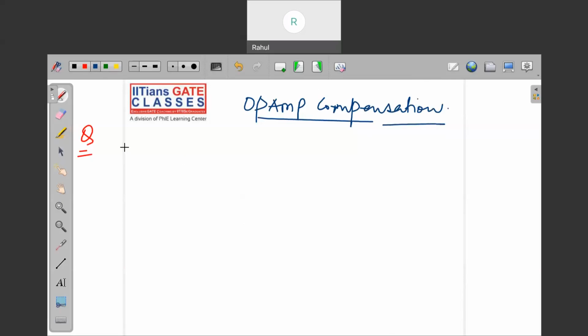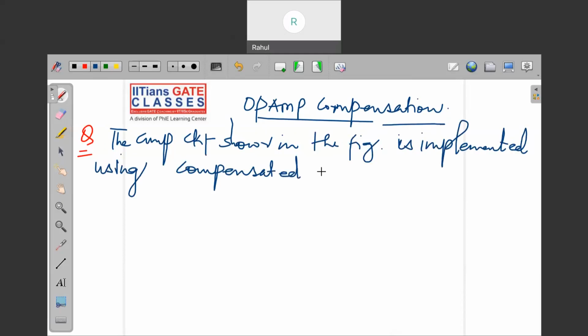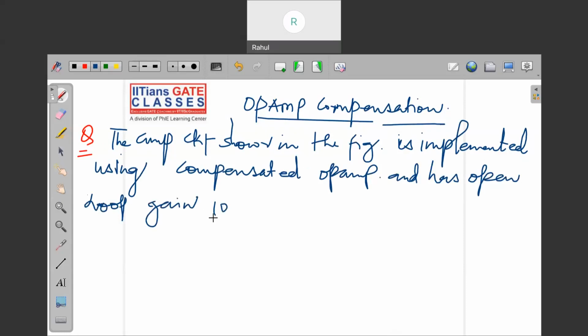The question says that the amplifier circuit shown in the figure is implemented using compensated op-amp, and has an open loop gain A naught, that is 10 raised to power 5.